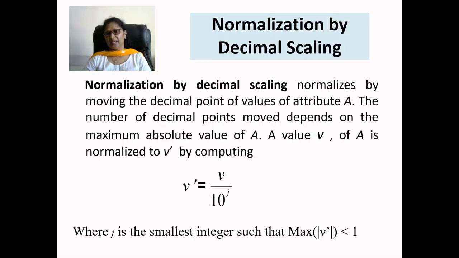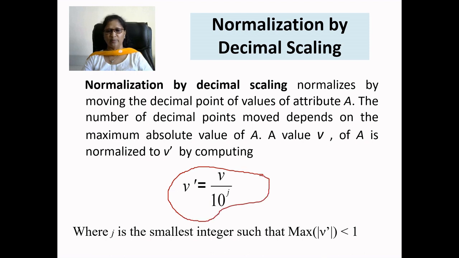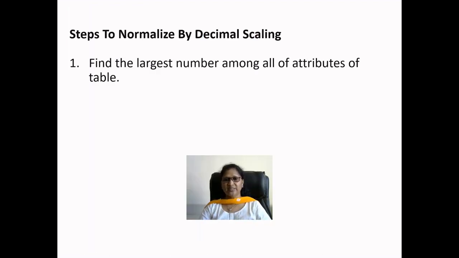Let's learn third normalization technique, that is decimal scaling. Normalization by decimal scaling normalizes by moving the decimal point of a given value for attribute A. Number of decimal points that are moved depends on maximum absolute value of A. So for some value V from A, it is normalized to new value V dash by performing such operation. That is, we are going to use this formula. V dash is equal to V divided by 10 raised to J, where J we are going to compute from this maximum absolute value. So we are going to use the simple steps to normalize using decimal scaling.